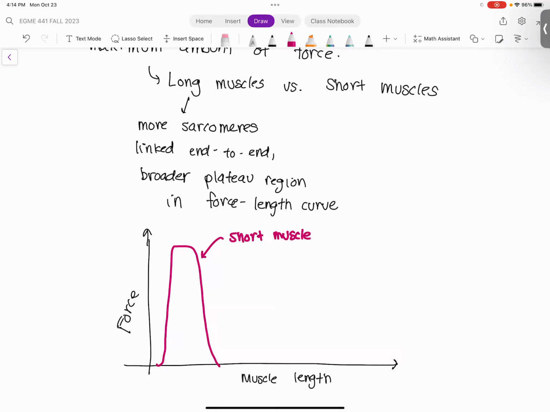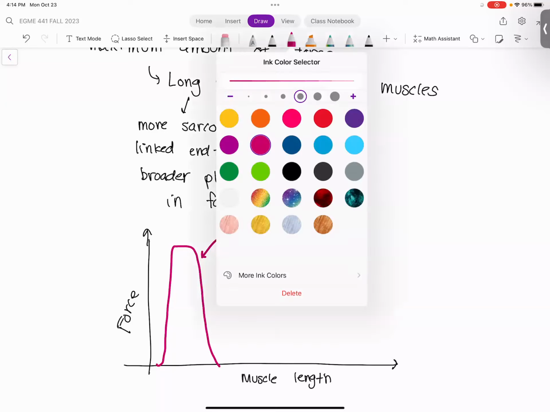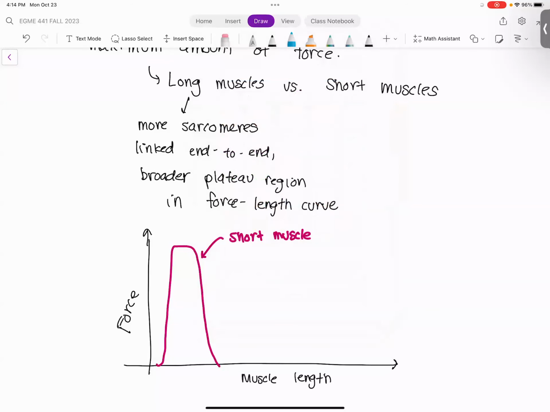Where the plateau region is shifted to the left, and the plateau region is fairly narrow. Whereas for a longer muscle, you may have something that looks like this. So the plateau region is shifted to the right, just because we have more sarcomeres linked together, right?